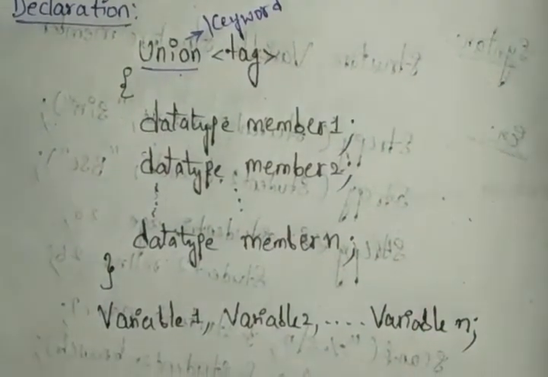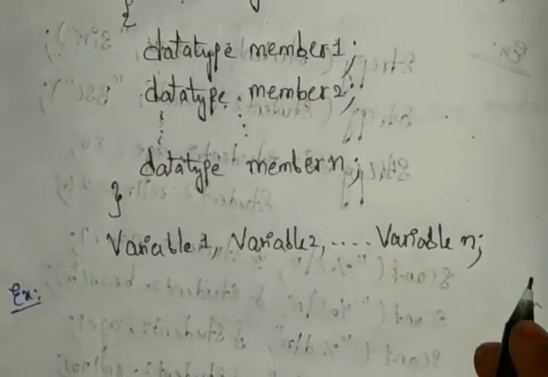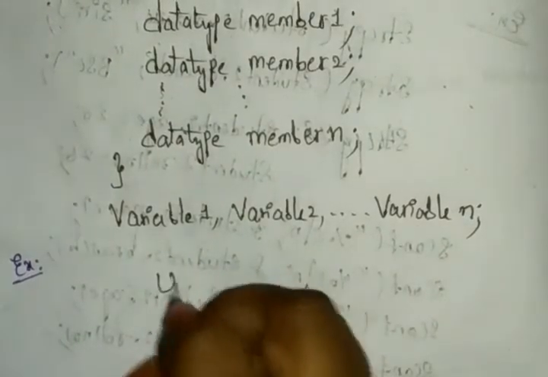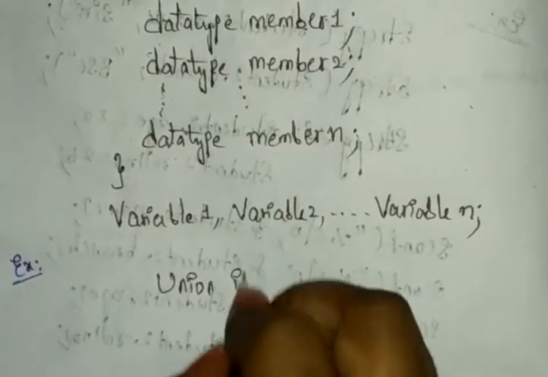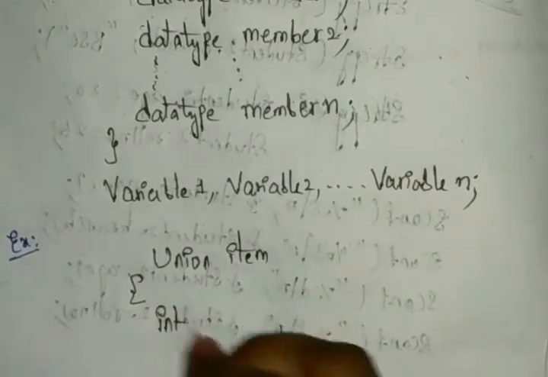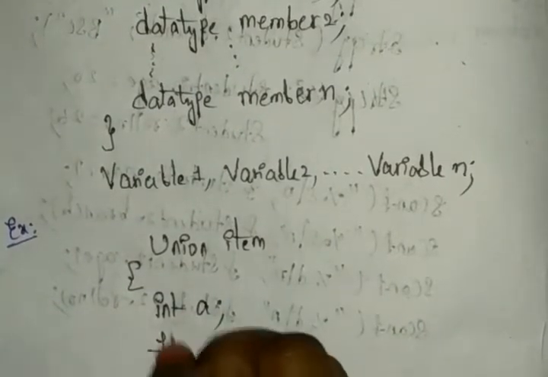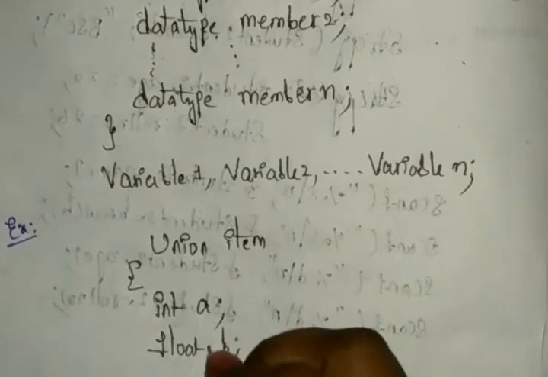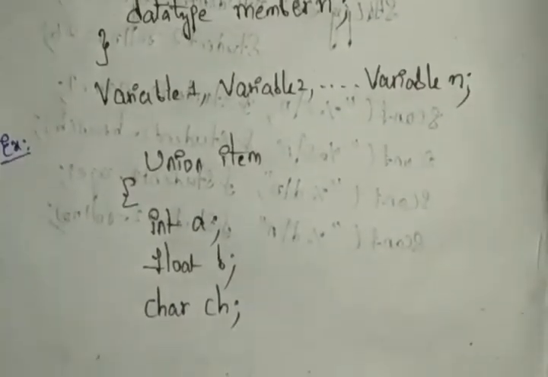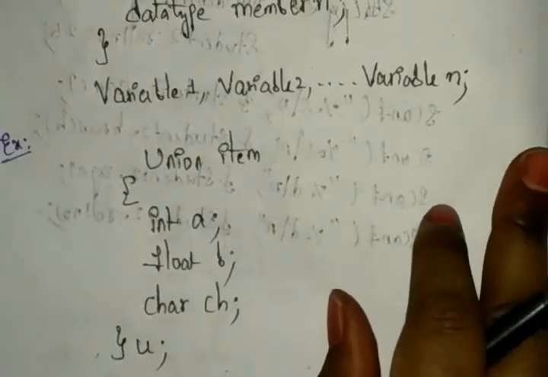For example, you can write one example for this. If you are describing an item: union, and for the tag name I am taking item. In the braces I am choosing one data type, that is integer, and the variable will be a, or else the member, and next float b, char ch. Once you close it, I am taking just the variable u.